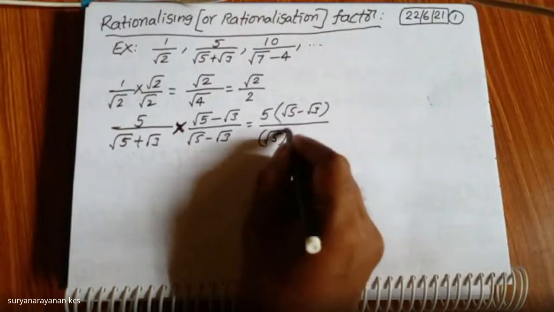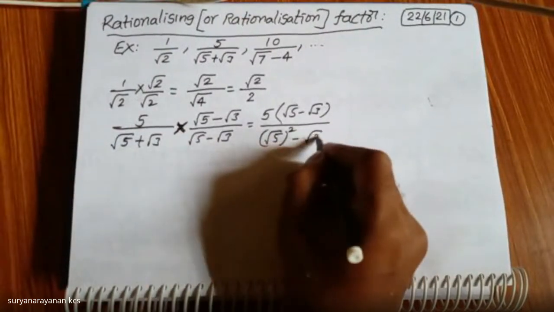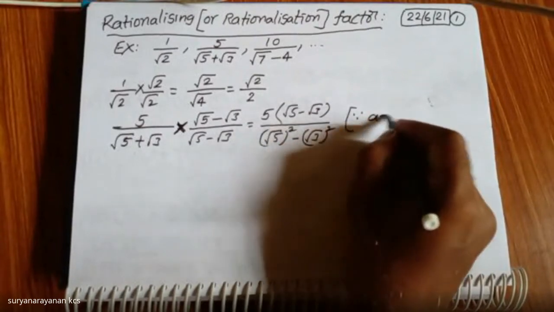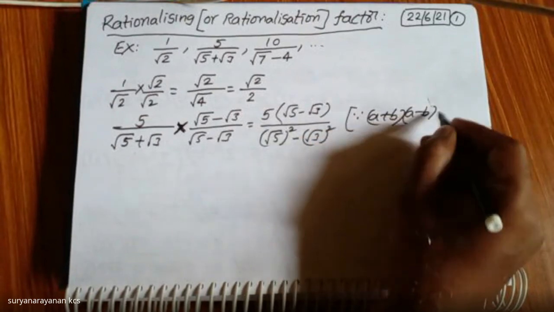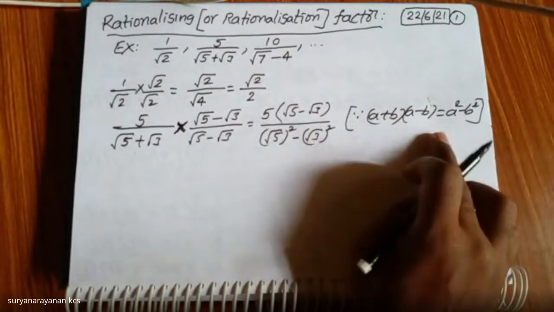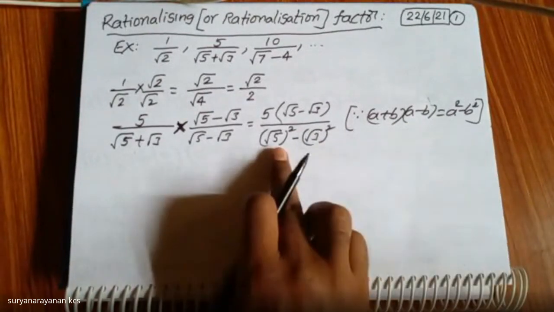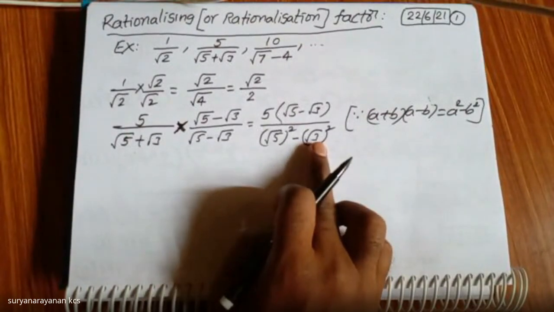Root 5 whole square minus, what is b here? Root 3 whole square. Because (a + b)(a - b) is equal to a square minus b square. By applying this algebraic identity, we wrote the denominator as root 5 whole square minus root 3 whole square.